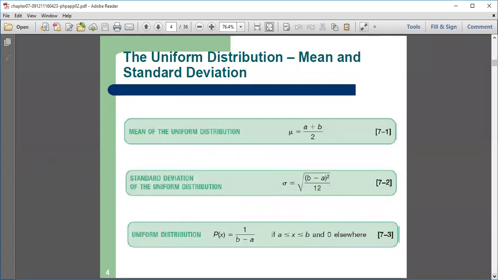Here we have some formulas to compute the mean and standard deviation for the uniform distribution. For mean, we have a plus b divided by 2. It will be like a midpoint, and we will find mu in that way. Next, we have the standard deviation for the uniform distribution. Sigma is equal to the square root of b minus a whole squared divided by 12, and the uniform distribution p of x is equal to 1 divided by b minus a.